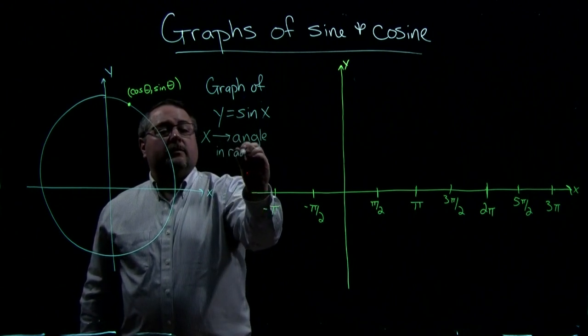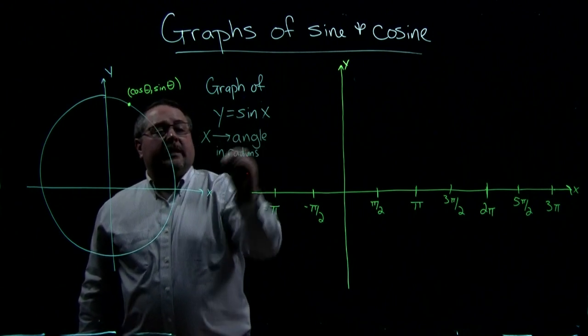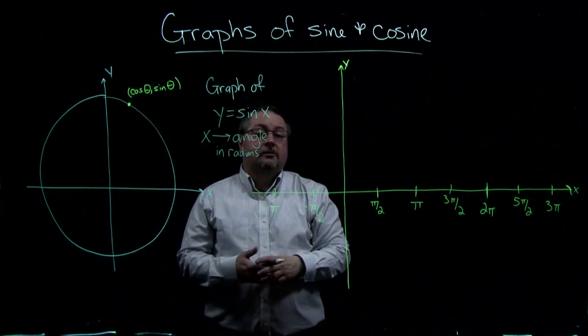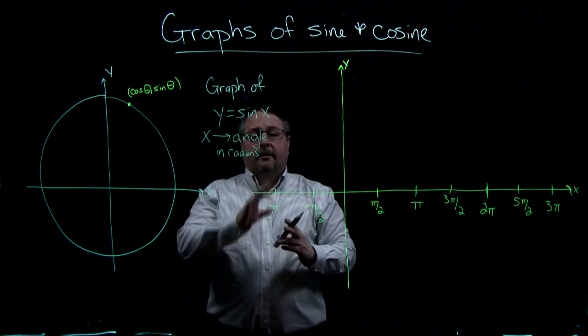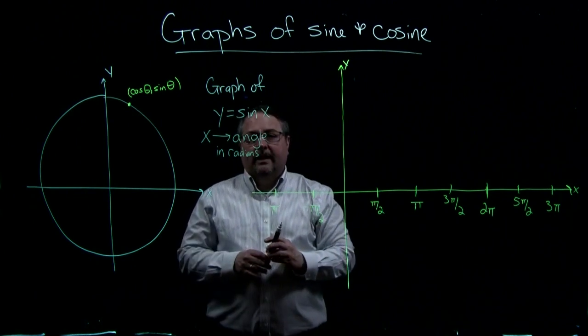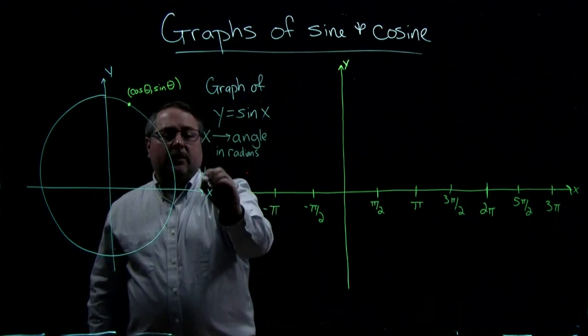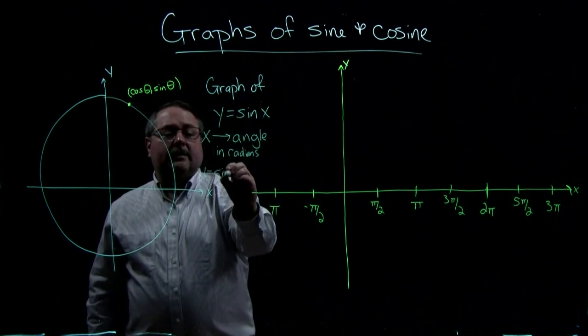So x is going to be taking the role that theta was before. And because radians are really the more natural mathematical way to think about angles, we're going to exclusively think about x as being an angle in radians. Then y is going to be the sine of that angle. So again, y is the sine of our angle x.